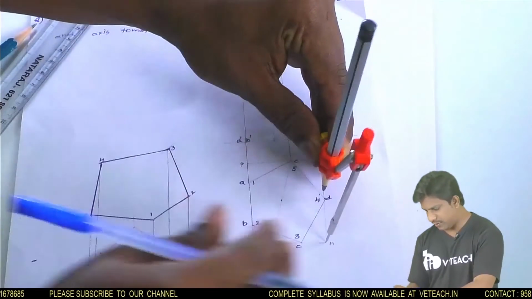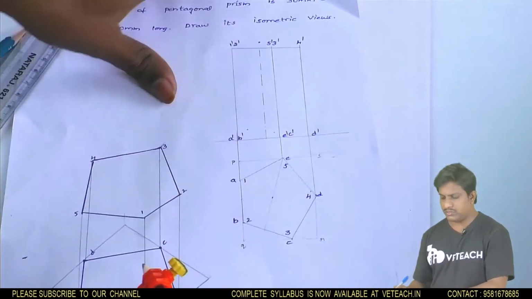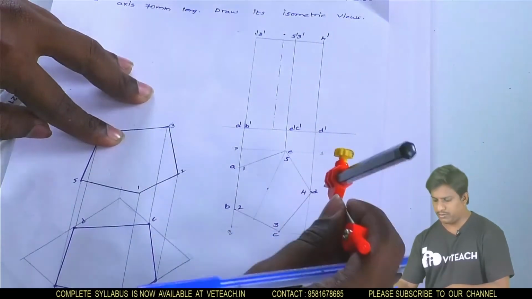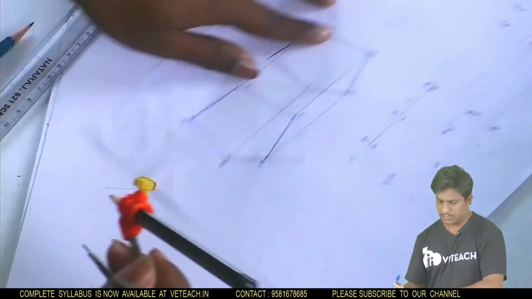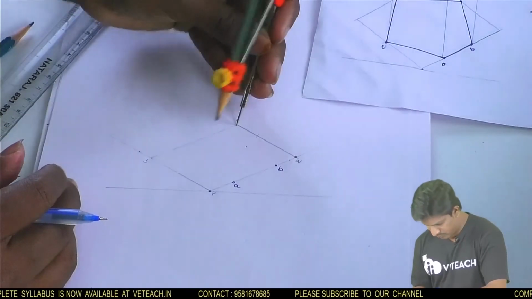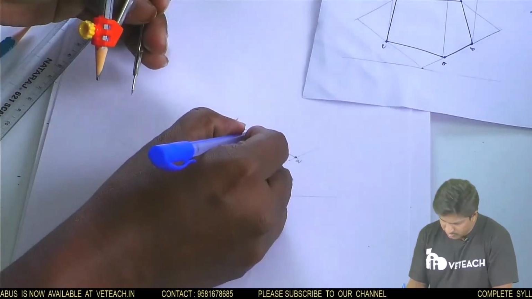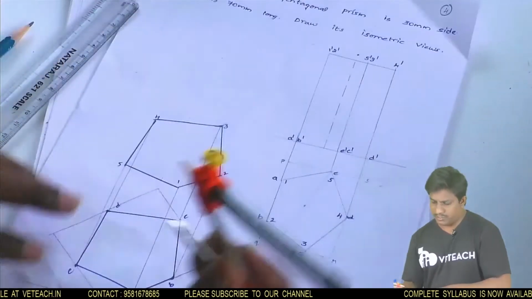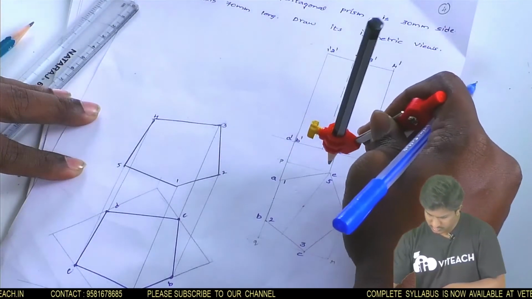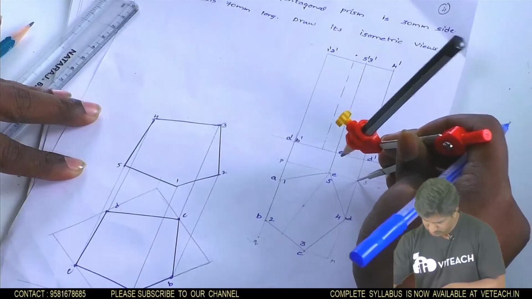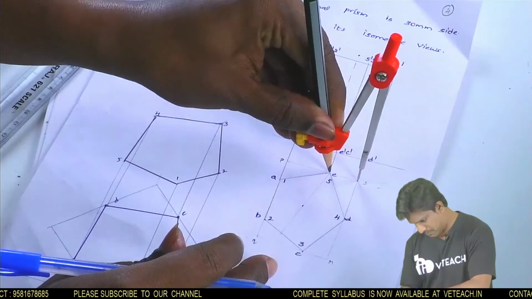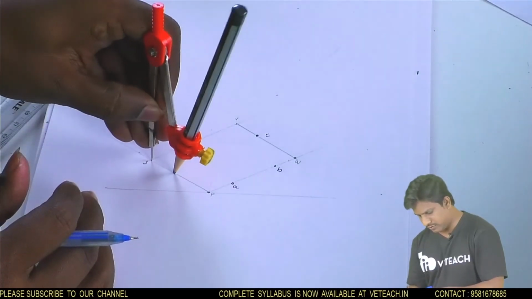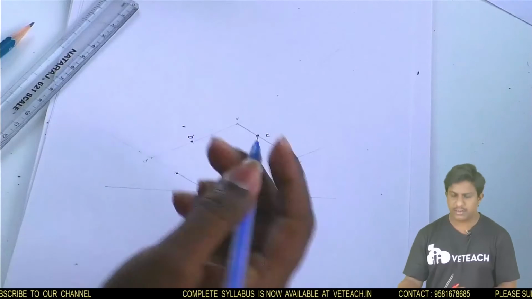Now take a distance from Q, Q to C. You have to take all the points from each and every end, that is P, Q, R and S. So here I got a point C, here I got a point D, and the last point, that is E. You want to take all the 5 points from each and every corner.